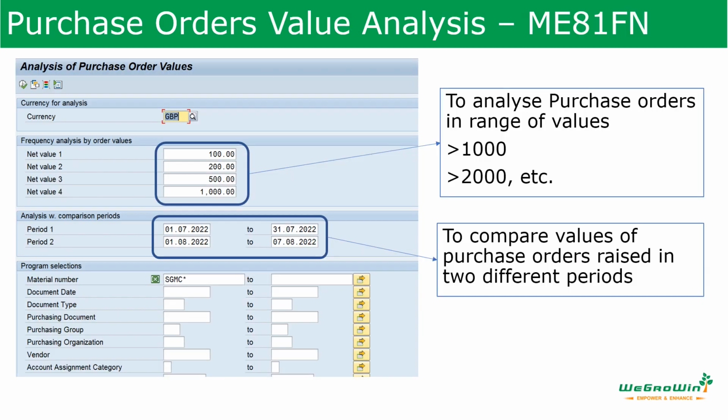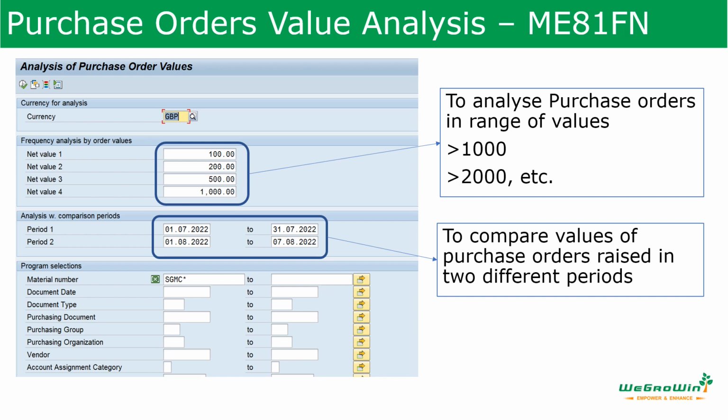Next, when we want to do the analysis value-wise, then use the transaction ME81F1, give the currency, and we can do a frequency analysis, like up to which value, how many purchase orders were created. For example, for 100 pounds, how many purchase orders were created, for 200 value, how many were created. Like this, we can select and see how many times high-value purchase orders were created, and how many low-value orders were created.